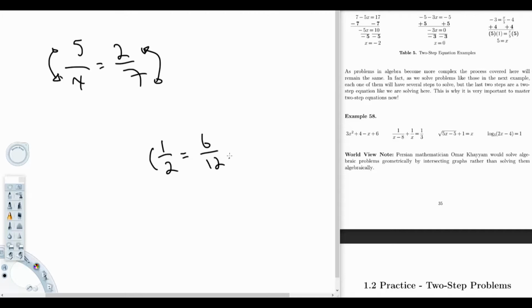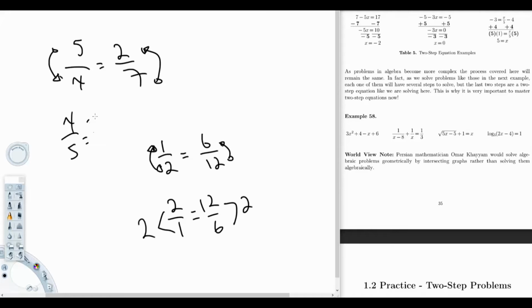If I flip both, 2 over 1 equals 12 over 6. It means the same thing, right? Because this is really 2, and this is 12 divided by 6, that equals 2 also. See what they're saying? You can flip. Now, here, we're going to do the same thing. x over 5 equals 7 over 2. We just did the flipping thing.